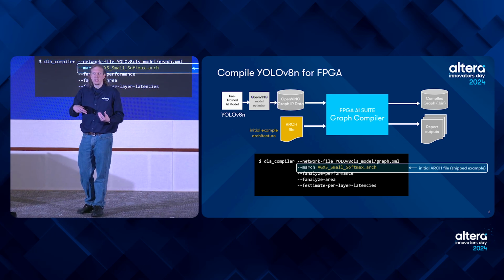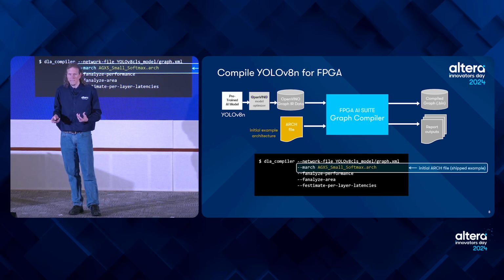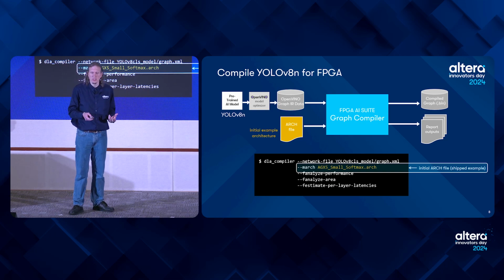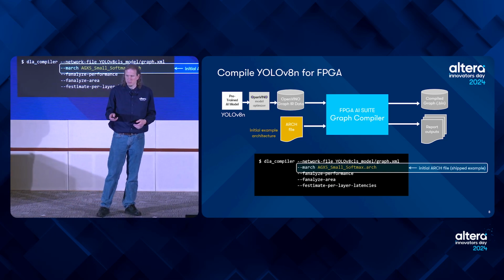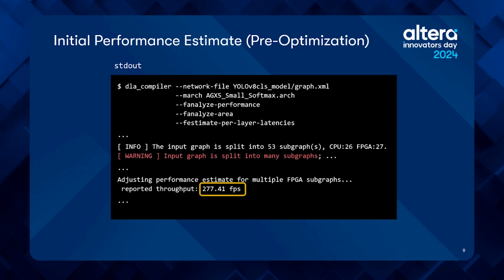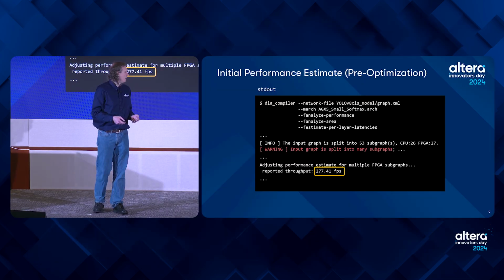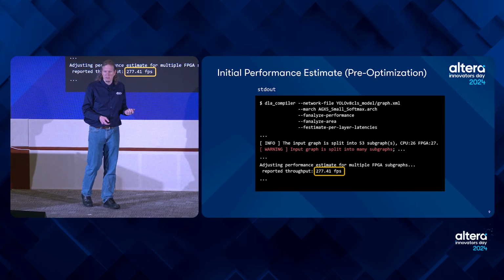The AI Suite includes with it a number of example Arch configurations. And in this case, I have chosen one of the example Arch configurations named AGX5 small softmax. When we run the compiler, it prints about a screenful worth of output, including the performance analysis that we asked the compiler to perform. I've drawn a box around the performance estimate, which is 277 frames per second.